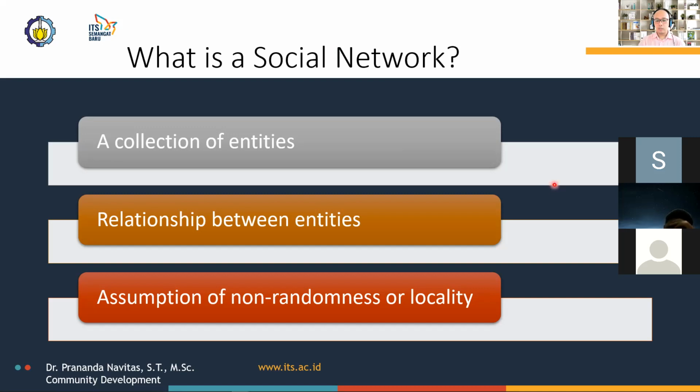The essential characteristics of a social network are, first, it has to be a collection of entities that participate within the network. Typically, these entities are people, but they could be something else entirely. There is at least one relationship between entities of the network.